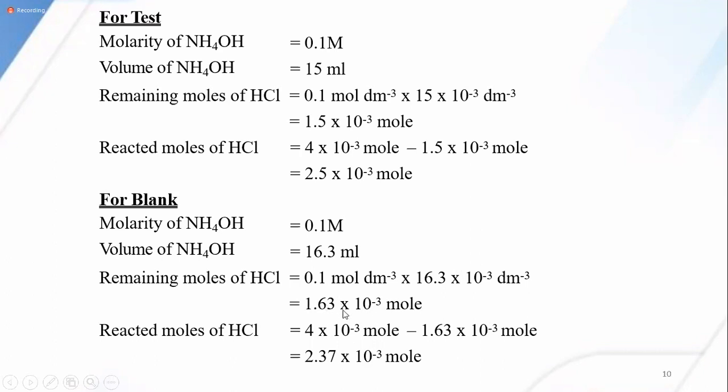Like the test, you can get the reacted moles of HCl. The initially added HCl mole is the same, 4 into 10 to the power minus 3. Then you have to deduct the remaining mole, that is 1.63 into 10 to the power minus 3. This amount is used for the blank test. Is it okay? Yes. Okay.